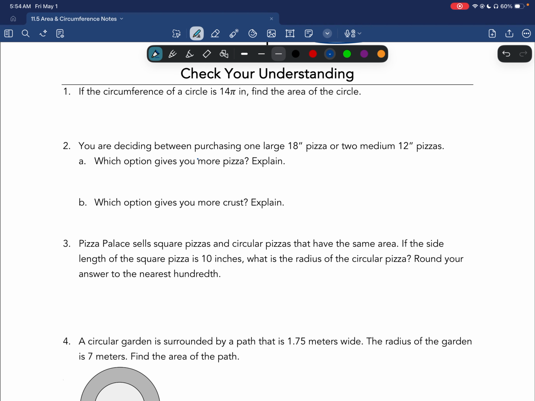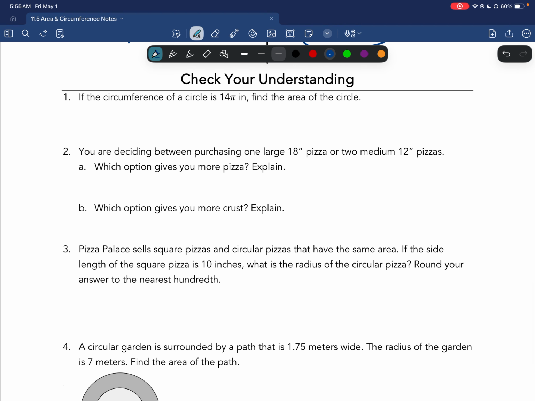Question 2, you're deciding between purchasing one large 18-inch pizza or two medium 12-inch pizzas. Which option gives you more pizza, and which option gives you more crust? One thing I want to say is that 18-inch and 12-inch pizzas refer to the diameter. So the large pizza has an 18-inch diameter and the medium pizza has a 12-inch diameter.